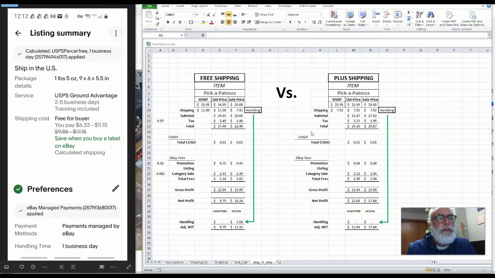Versus free shipping plus shipping. It almost is Mortal Kombat, really, between these two.